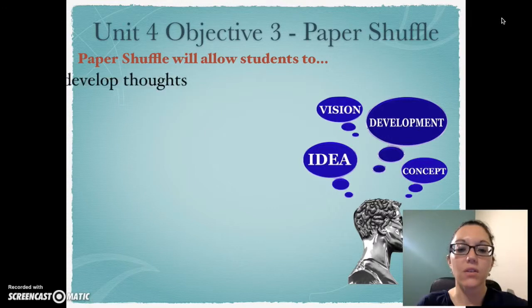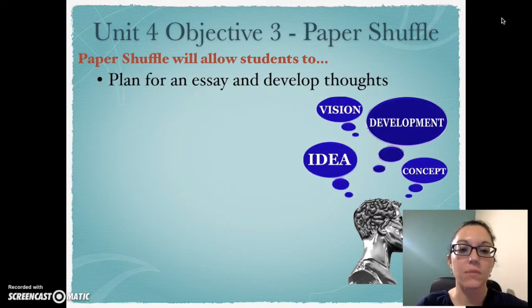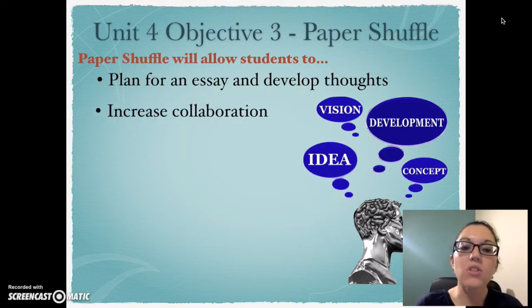In the previous videos, we learned about how to develop a writing prompt and a graphic organizer that supports the prompt. Now we need to have the students begin planning their essay and develop their thoughts in order to respond to the prompt created. The paper shuffle activity is an effective way to increase collaboration in the classroom and have students respond to one another's thoughts in order to develop their own ideas.